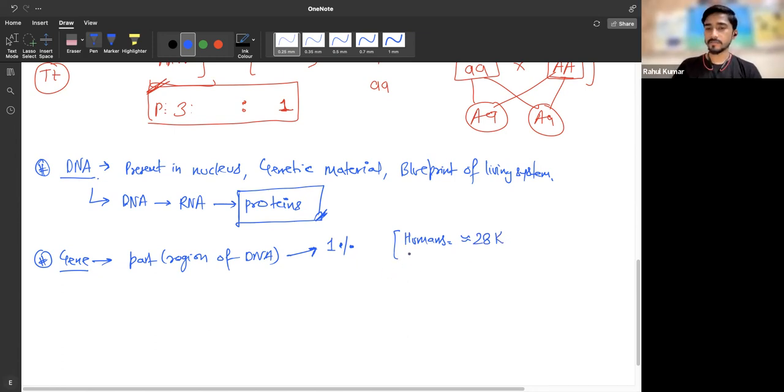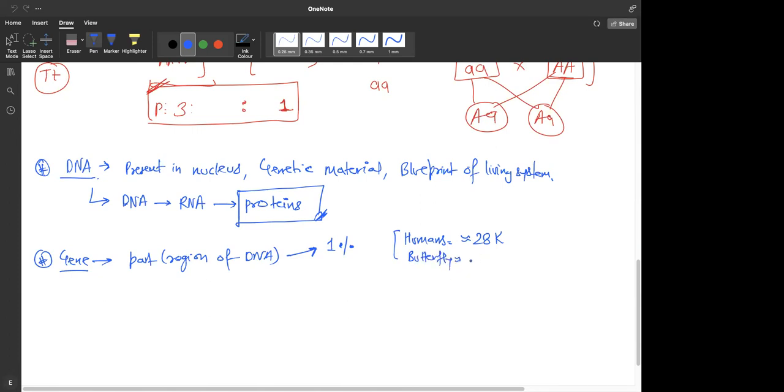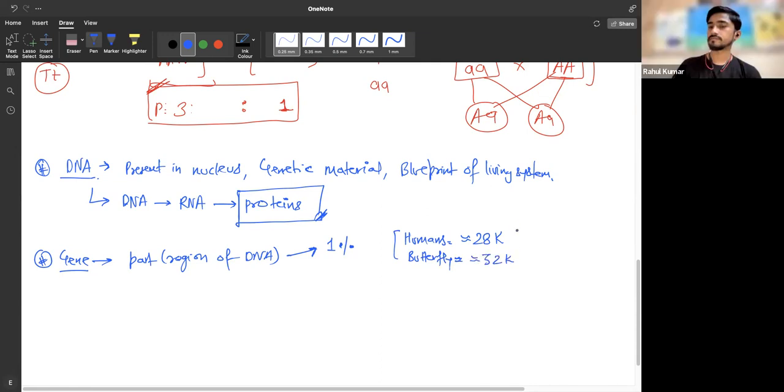And you know how many genes a butterfly has? Around 32,000. Does this mean butterflies are more complex than humans? They are more evolved? They are better animals? Tell me, a butterfly has more protein coding genes than humans. And this was a very, very disappointing thing.